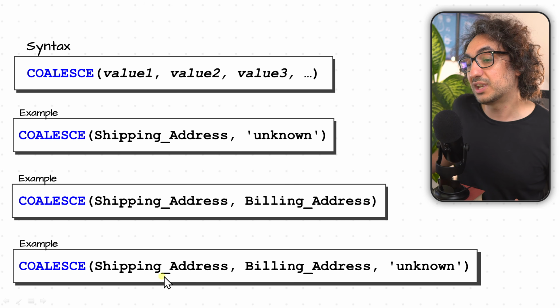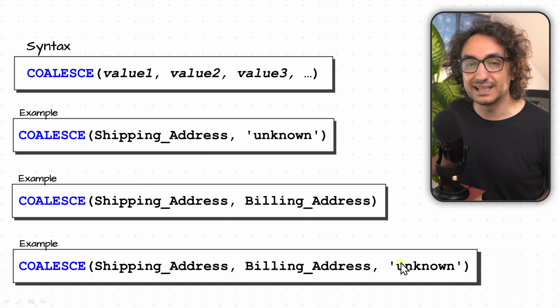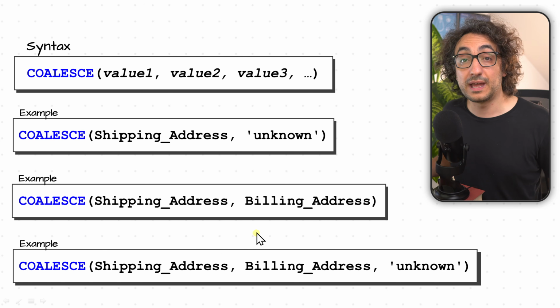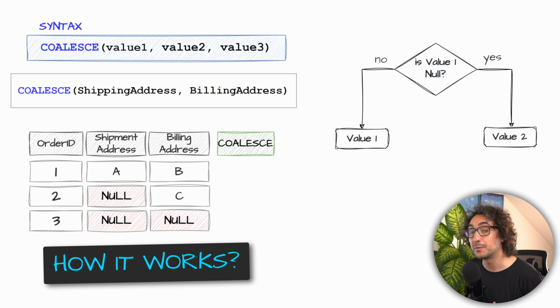So we are saying go check the shipping address, if it's null, then go check the billing address. If it's null as well, then use at the end the default value, the static one, the unknown. So as you can see, we can use more than 2 values with the COALESCE. Okay, so now let's understand the COALESCE and how this works.